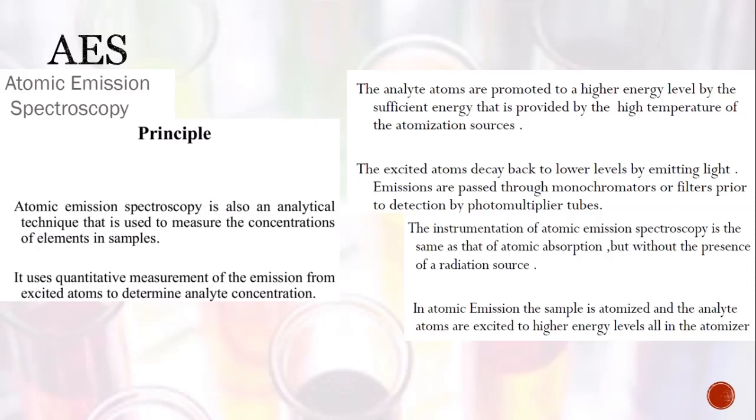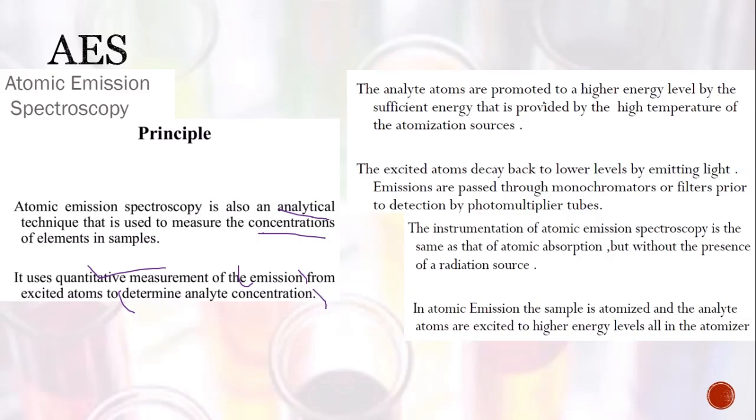So the last one is atomic emission. The previous one was relying on atomic absorption. Now here it's emission. Emission spectroscopy is an analytical technique used to measure the concentration of a sample, and it uses quantitative measurements of the emission. The amount of emission will give us the analyte concentration.